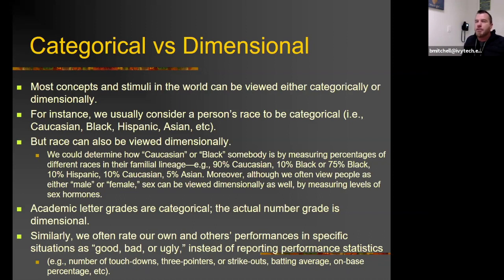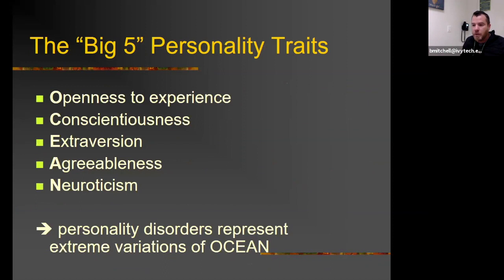Categorical allows us to kind of categorize people, and it lets us work better with large groups of people, but dimensional is what I want to look at when I'm working with an individual, okay? So that's how we categorize people, but we want to look at things dimensionally. When we look at personality, again, hopefully this is a review from Psych 101, the big 5 personality traits.